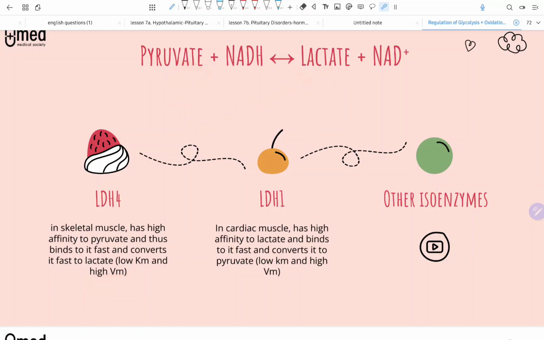Now, if you also want more information about what Km and Vm are, I also prepared a video for the year 1 students. It's more detailed if you're interested, but if you're not, I think it's enough for you to know that low Km means high affinity and high Vm means there's a fast or rapid conversion.